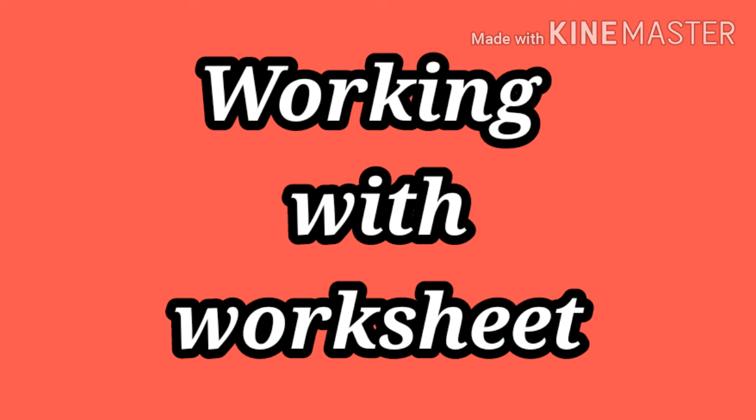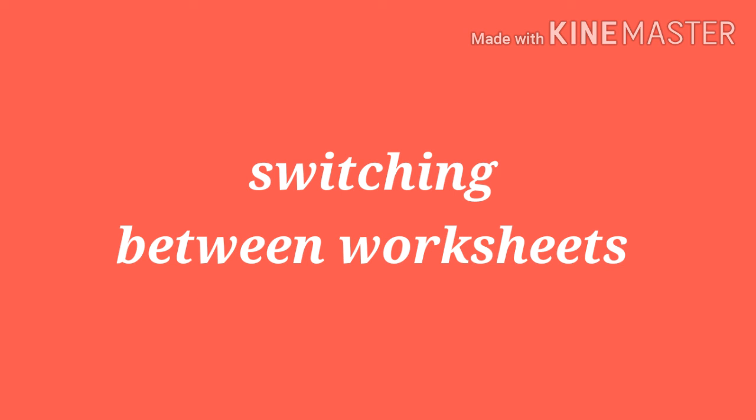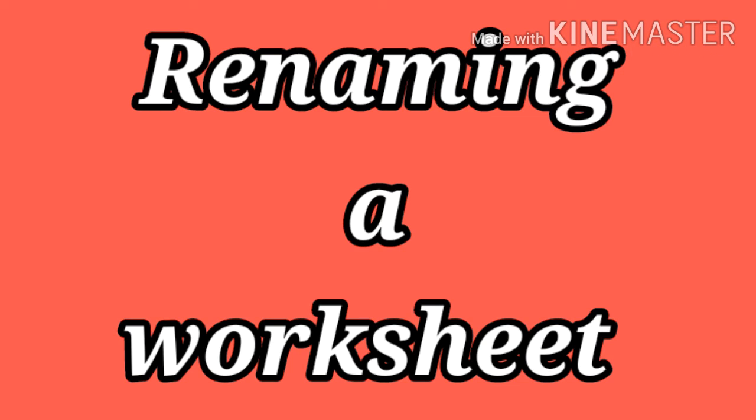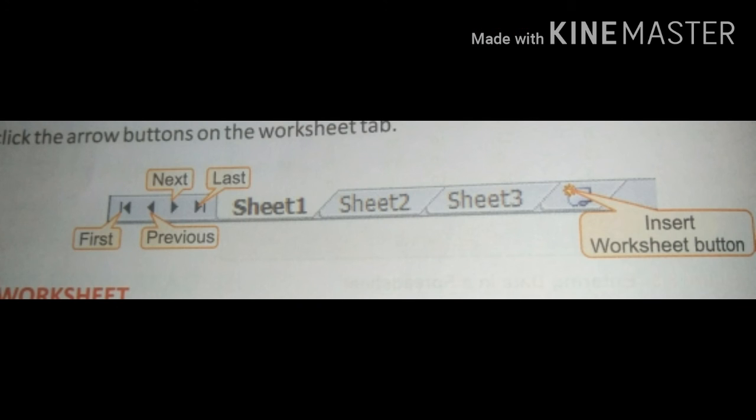So that is next, working with the worksheet. Switching between worksheets. When we add a number of worksheets, only a few worksheets can be seen on the screen. To switch between worksheets, click the arrow buttons on the worksheet tab. Renaming a worksheet. To rename a worksheet, double click on the sheet tab we want to rename. It will be highlighted. Type a new name and press enter key.